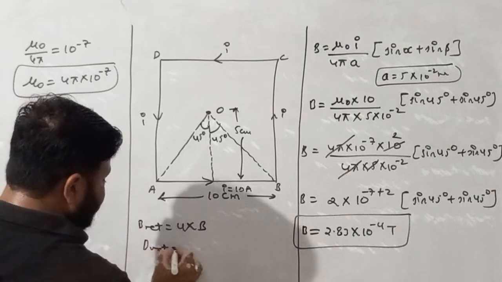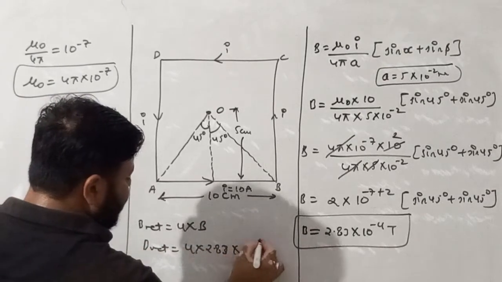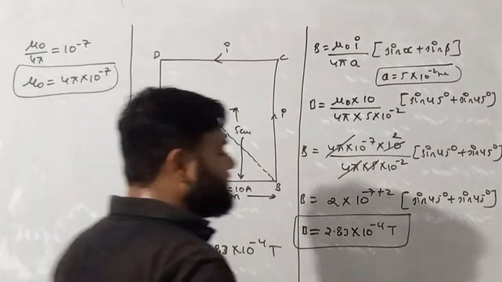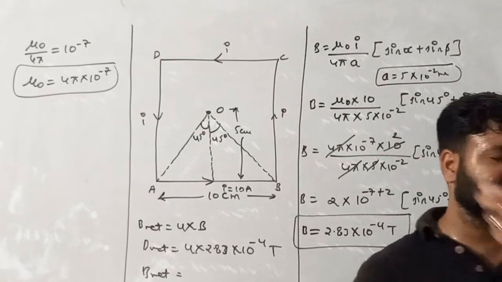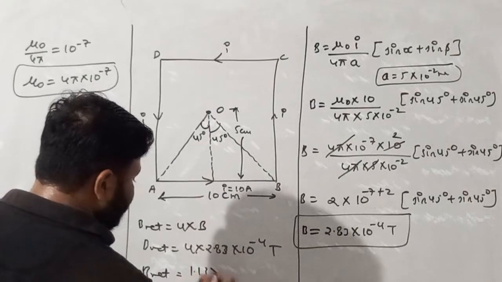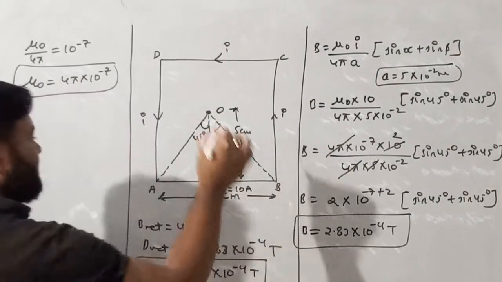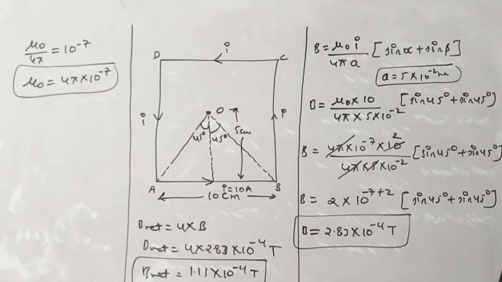So B net becomes equal to 4 into 2.83 into 10 raised power minus 4 Tesla. Just multiply it, you will get the answer. It is 1.13 into 10 raised power minus 3 Tesla. This is the value of magnetic field at the center of the current carrying square. I hope you all understand.